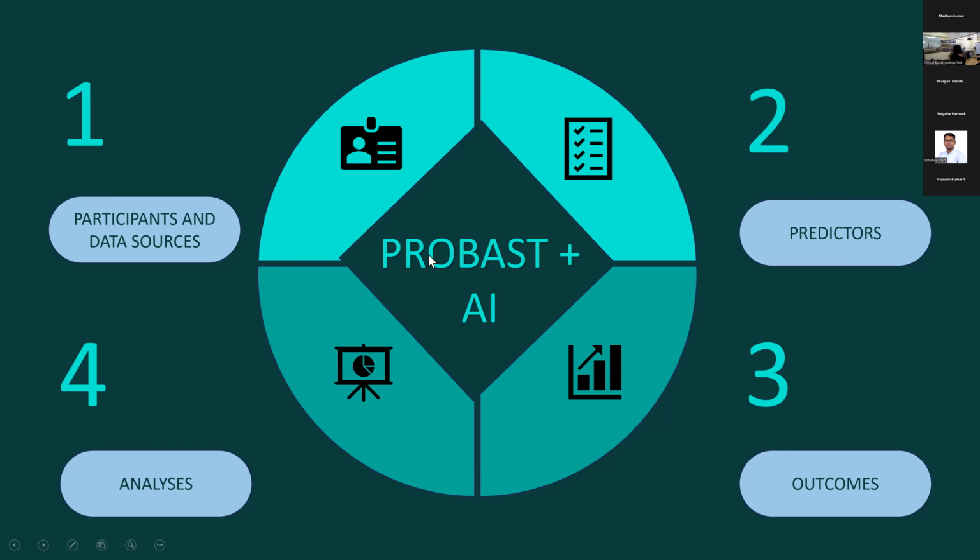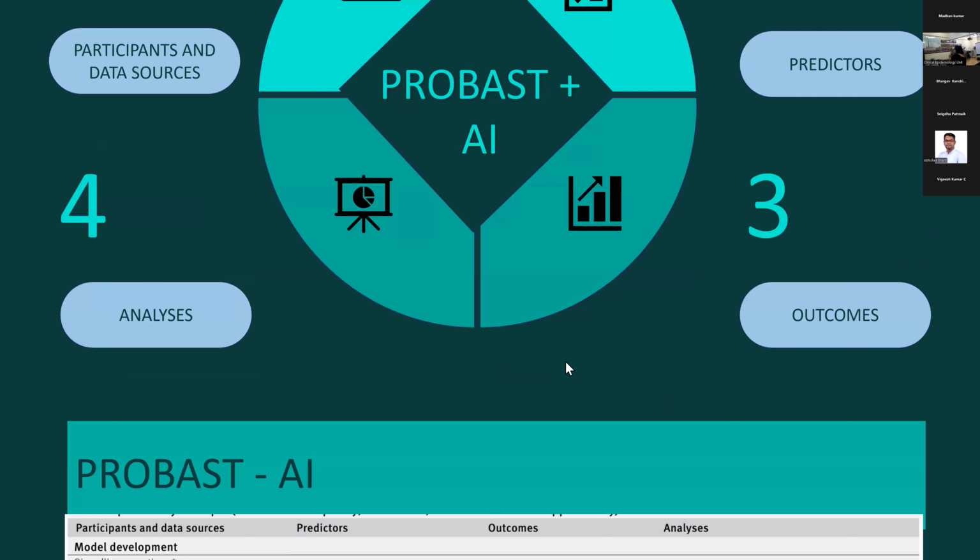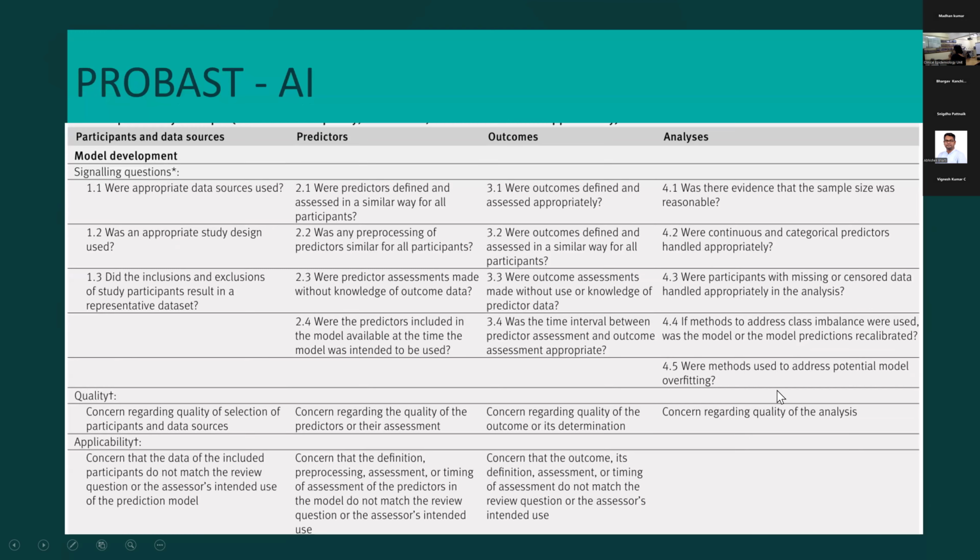Earlier, there was a PROBAST-only tool, which did not include AI algorithms. In 2024-2025, PROBAST-AI was introduced, which assesses the particular articles in terms of 4 domains. They look at the participants and data sources, the predictors, the outcomes, and the analysis to ascertain the risk of bias. So these are all the questions and domains that have to be gone through.